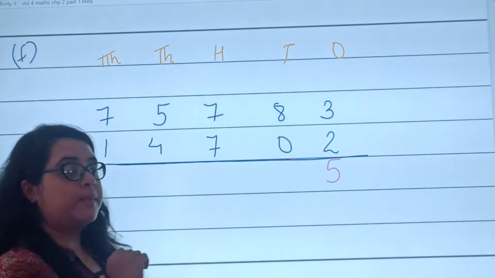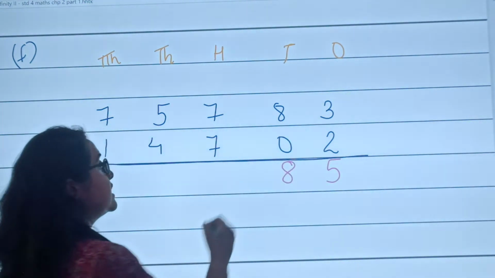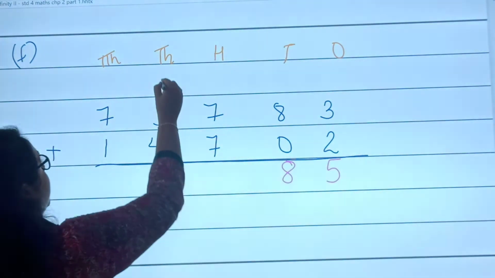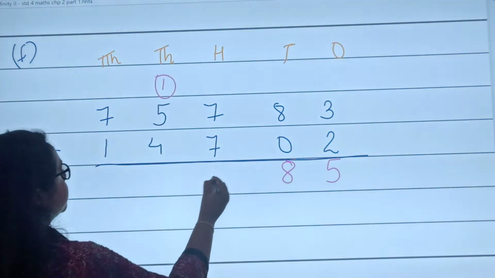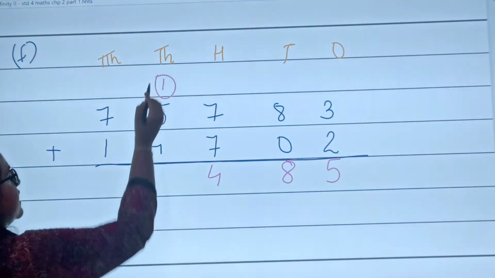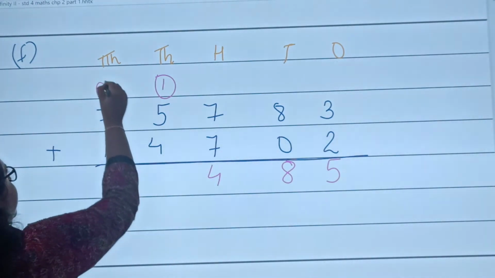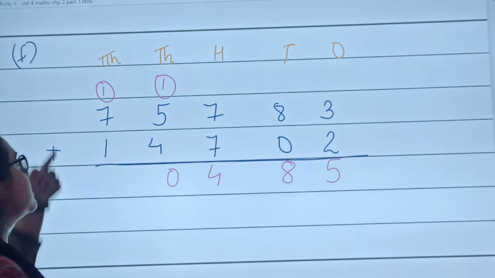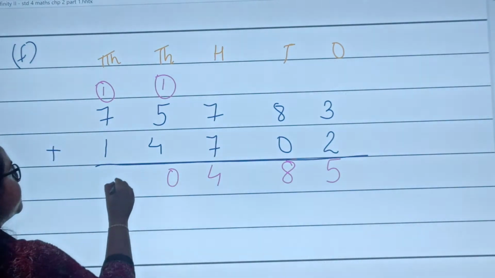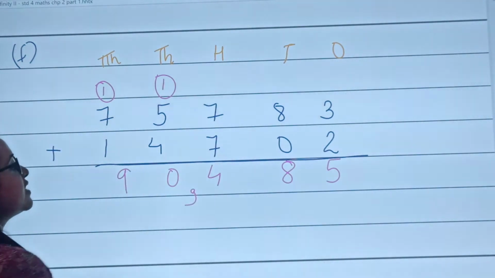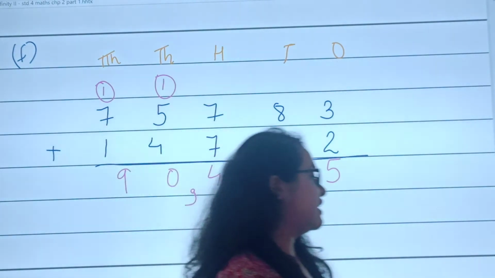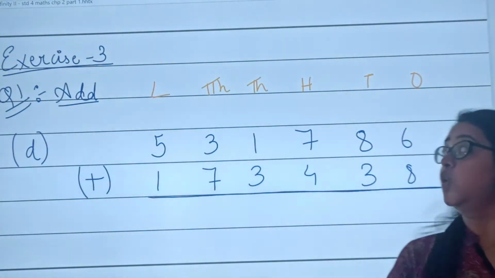8 plus 0, 8. 7 plus 7, 14. 1 will be carried forward into thousands. 5, 6, 7, 8, 9, 10. 1 will be carried forward into ten thousands. 7, 8 and 9. 90,485 was my next answer.